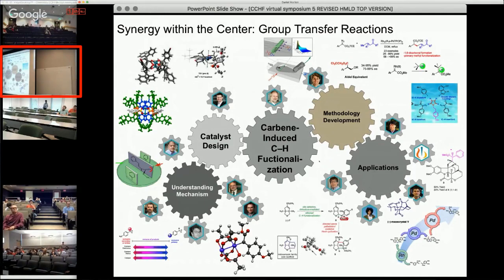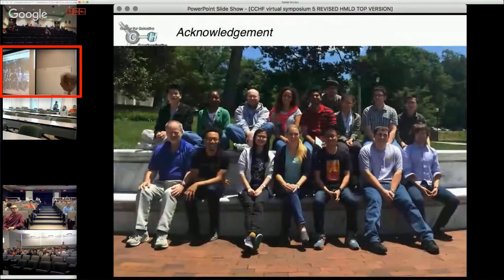Okay, next slide, please. So this is a picture of the group taken fairly recently. Many of these people are involved in the CH functionalization project. The person on the top left here is Quangbai Liao, as I mentioned, who's really been the driver of this alkane CH functionalization.